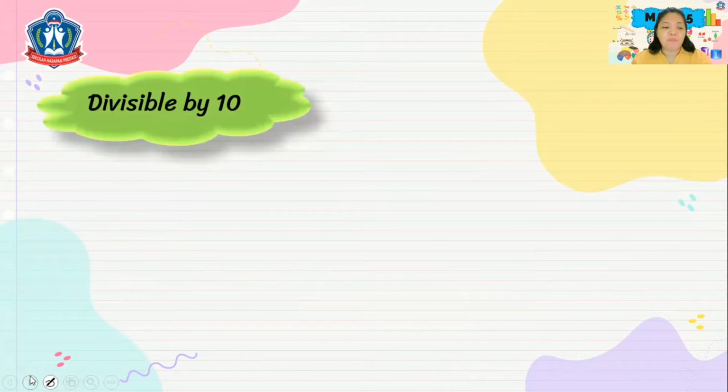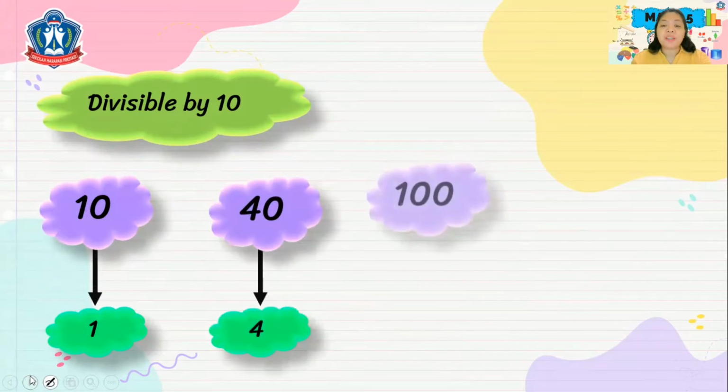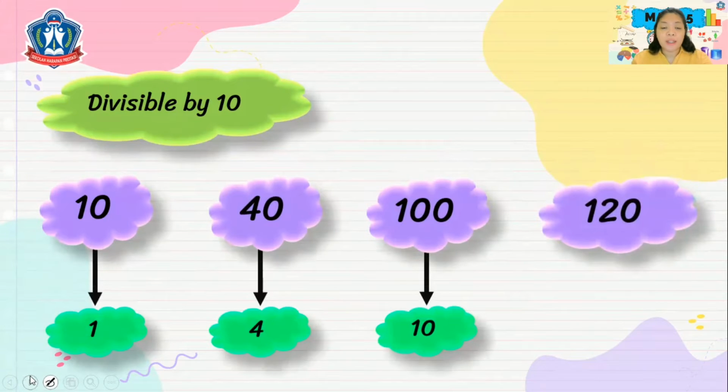Another divisibility rule is for numbers that are divisible by 10. Okay, let's have 10. Of course, if we divide 10 by 10, that is 1. 40 divided by 10 is 4. 100 divided by 10 is 10. 120 divided by 10 is 12.